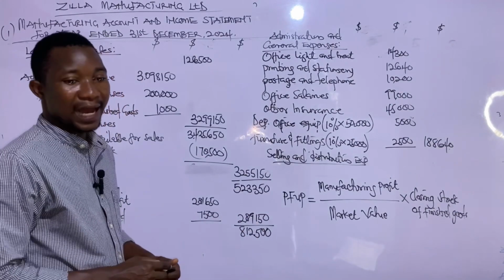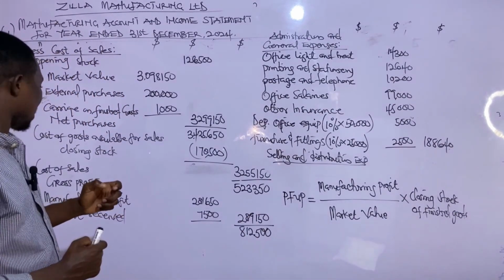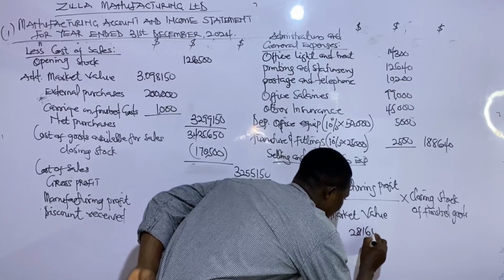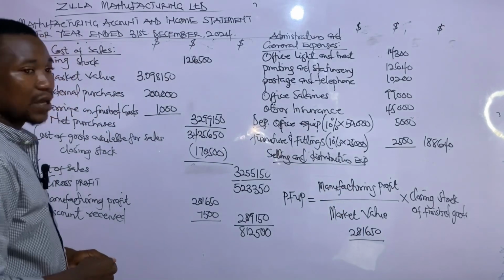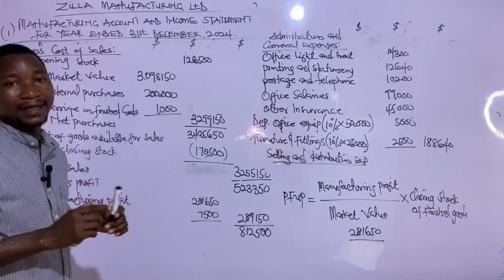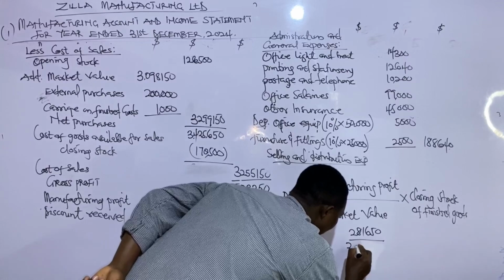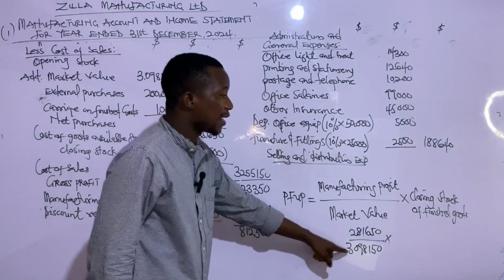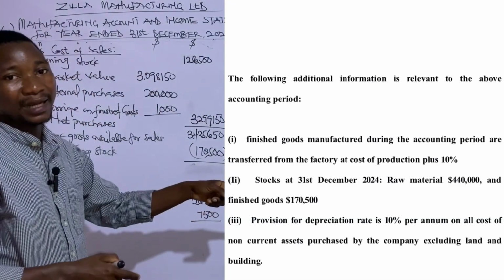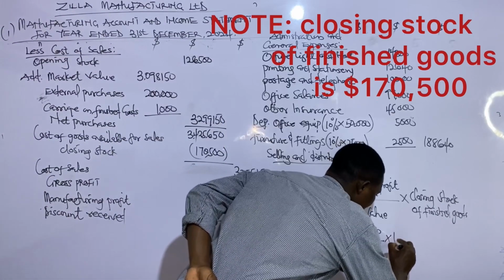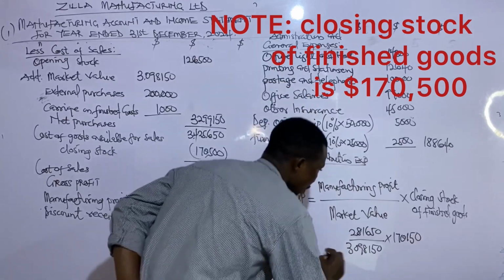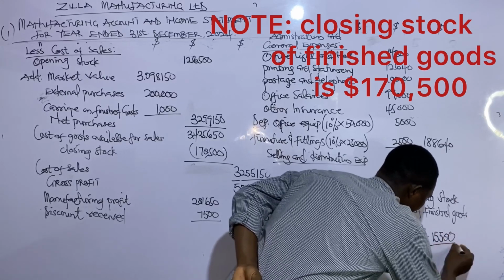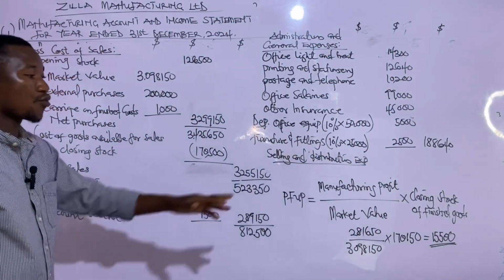Now, the manufacturing profit we have calculated for in this particular question is 281,650. So 281,650 over the market value. The market value we've also determined: 3,098,150. When you are following, you get to know where we got the market value from. Then we multiply it by the closing stock of finished goods. That is right in the question under the additional information. The closing stock of finished goods is 170,150. So when you punch this on your calculator, you will get 15,500 as the provision for unrealized profits.